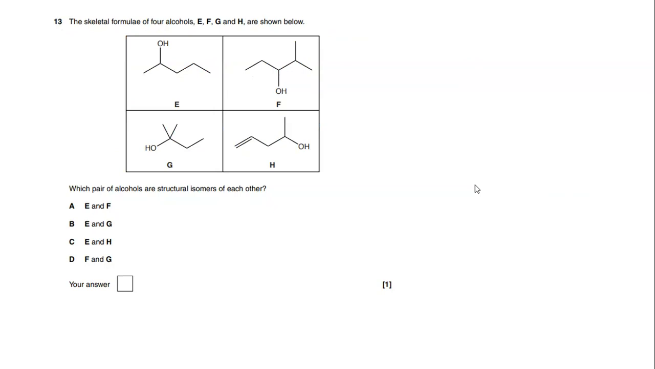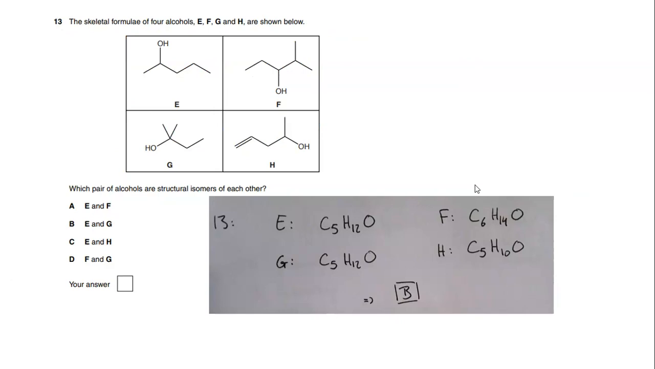The skeletal formulae of 4 alcohols are shown below. Which pair of alcohols are structural isomers of each other? So remember, structural isomers have the same molecular formula, but different structural formulae. So I've calculated the molecular formula of E, F, G, and H. Okay, and the only ones that have the same molecular formula are E and G. Therefore, the answer is B.